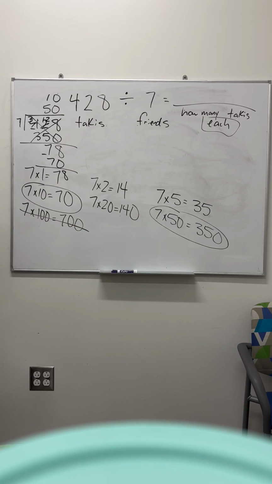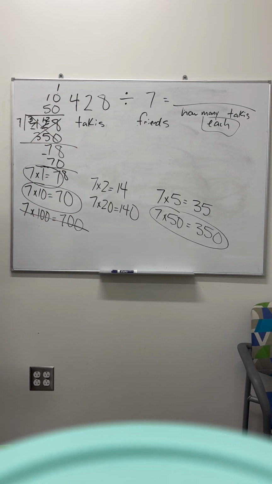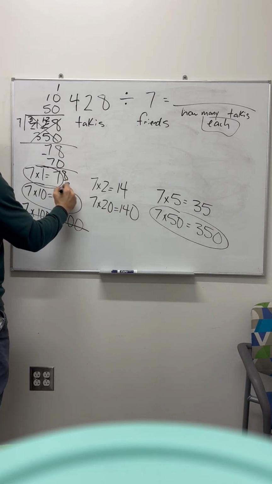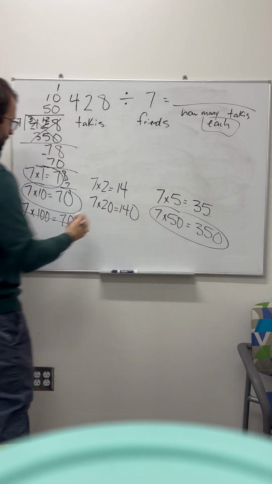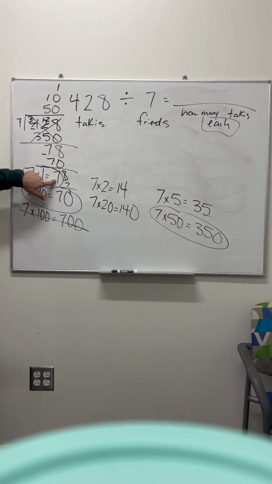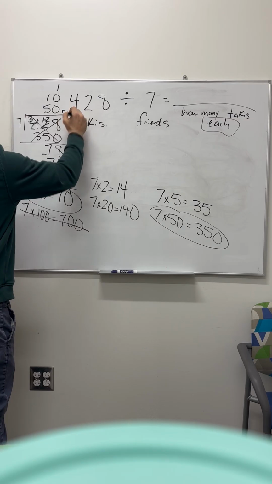Okay, now which one is closest to 8? Well, 7 times 1. I'll put 1. Take away 7, that gives me 1 left over. Now, I don't see anything that's closest to 1. My lowest number here is 7, so once I get below that lowest number, that then becomes my remainder. So this will be my remainder of 1.